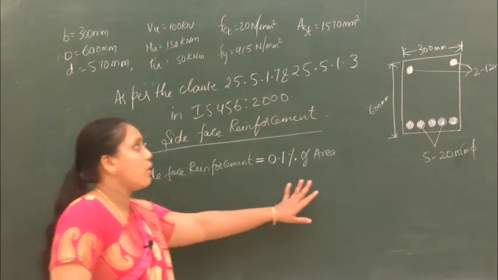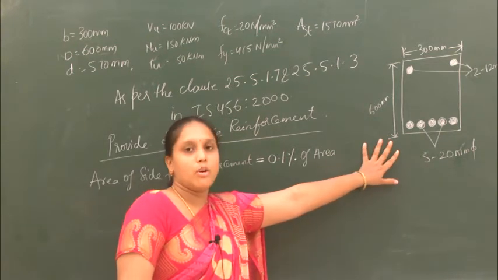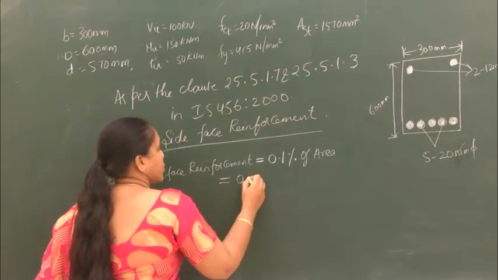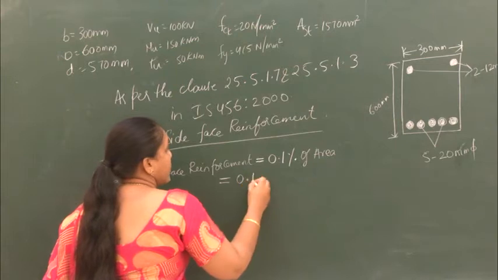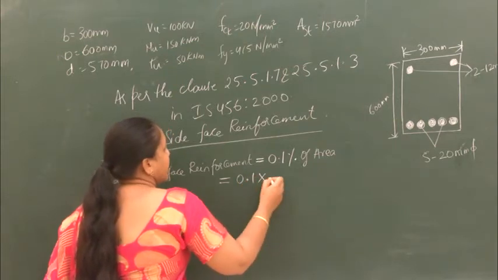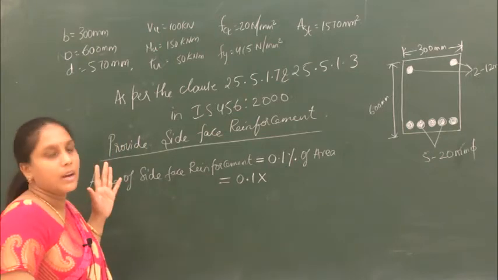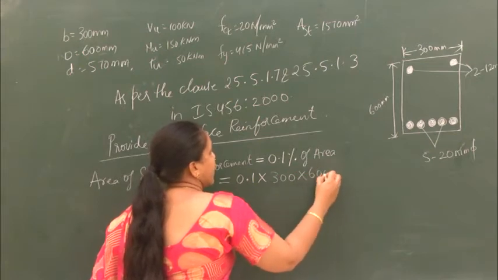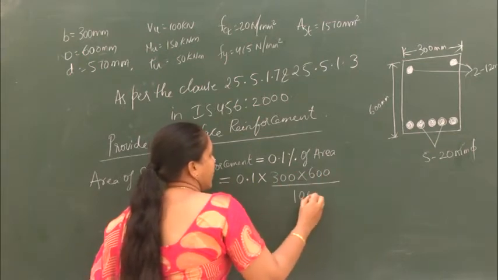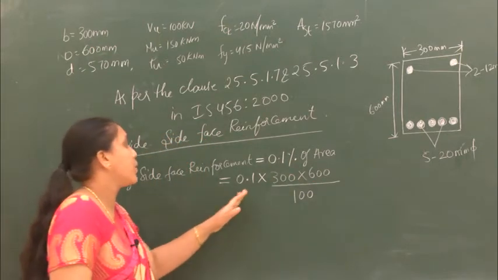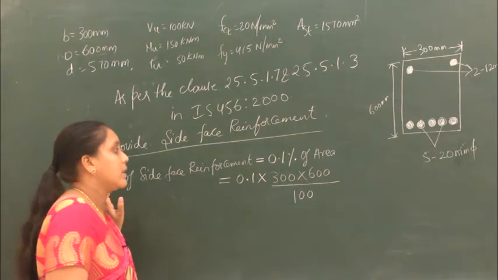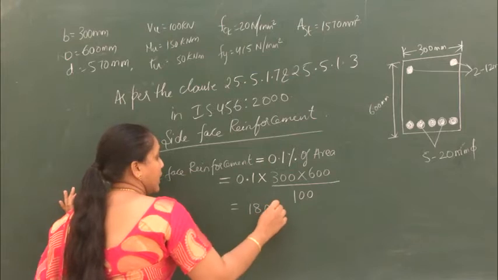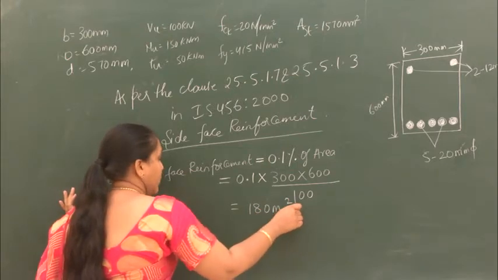0.1% of the area of the web or area of the beam section. So now let us find out the side face reinforcement. It is 0.1 into the area. What is the area? It is 300 into 600 divided by 100. So 0.1%, so 0.1 into 300 into 600 divided by 100. If you solve this, you will get the area as 180 mm square.